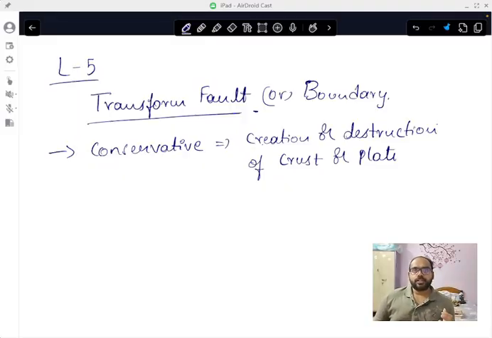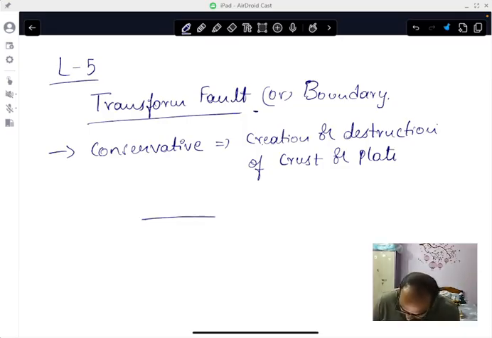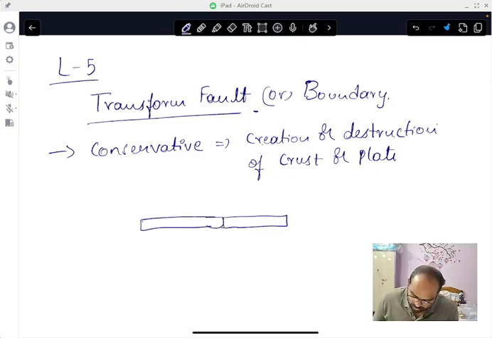What really happens during a transform fault? There are no major creations or destructions during a transform fault. Here the two plates slide past each other in a horizontal manner. Due to rising magma hitting, these two plates slide past each other. Here there is a plate and another plate. Due to continuous hitting of the magma, the plates slide past each other.